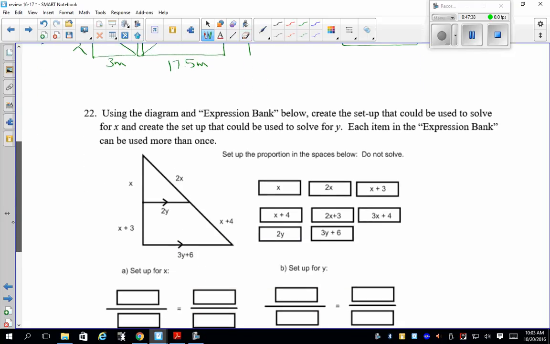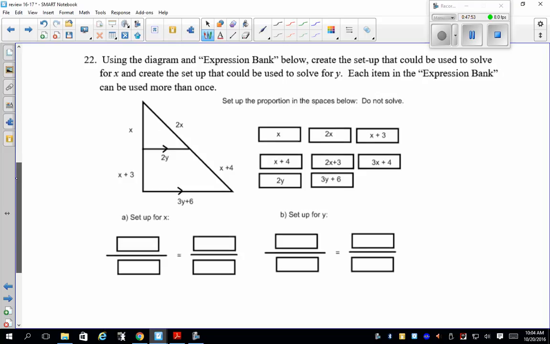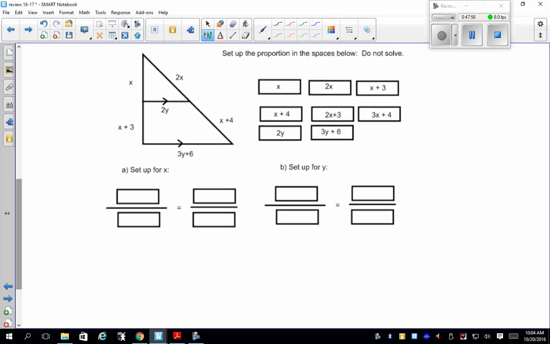Okay, last problem, 22. Using the diagram and expression bank below, create the setup that could be used to solve for x and create the setup that could be used to solve for y. Each item in the expression bank can be used more than once. So we don't have to solve here, I'm just setting up as if I were to solve.